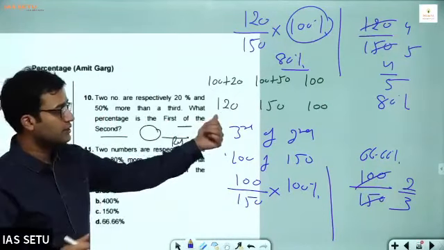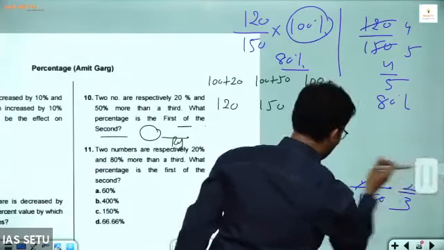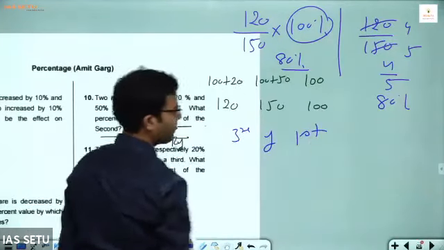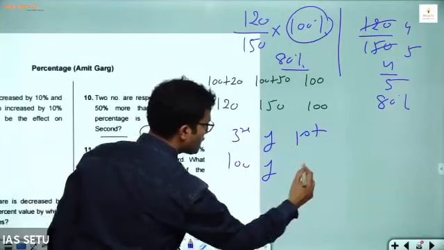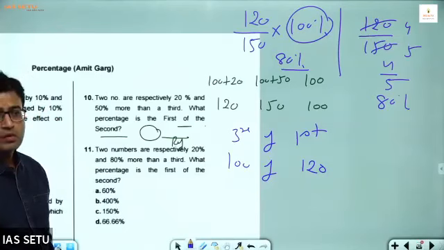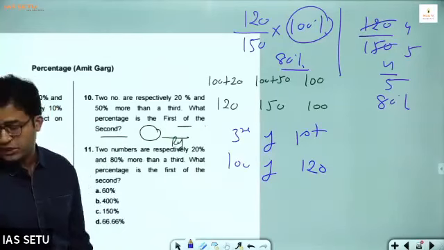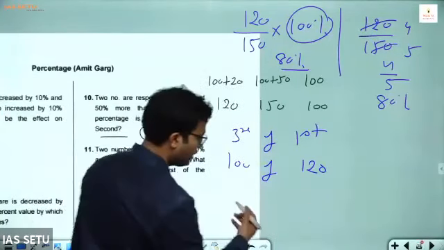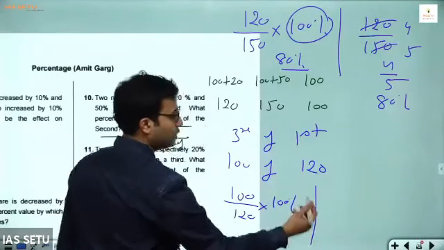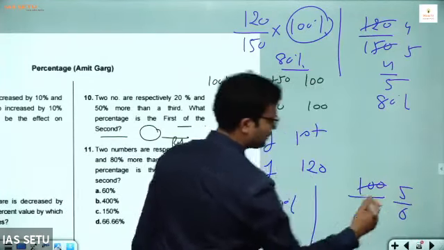If I ask you, first number 120, second number 150, third number 100, what percentage is the third of the first number? 100 of 120, 100 out of 120. Either you can do the percentage calculation or you give me the fraction value. 100 out of 120, so you can say 100 upon 120 into 100%. But you can do this also, 100 upon 120 is 5 by 6.